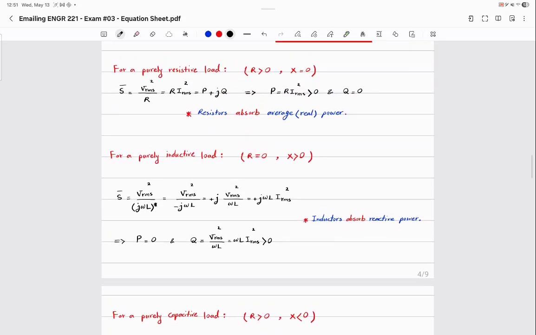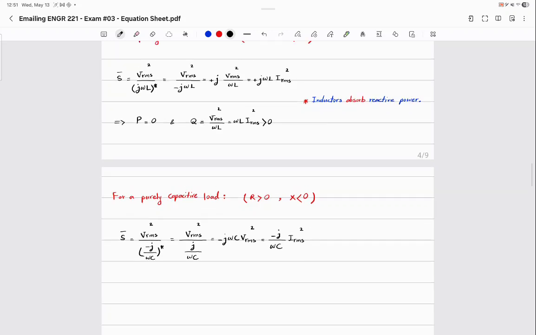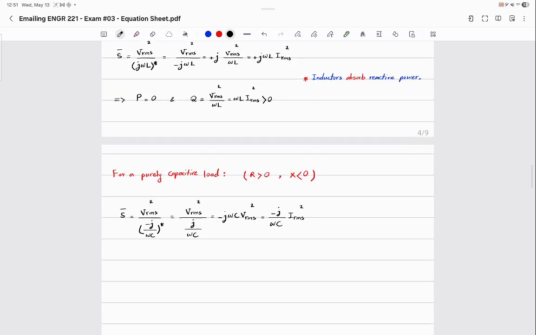How about IRMS? S is equal to negative J divided by omega C, IRMS squared. Okay, so tell me, what is P? 0. What is Q?